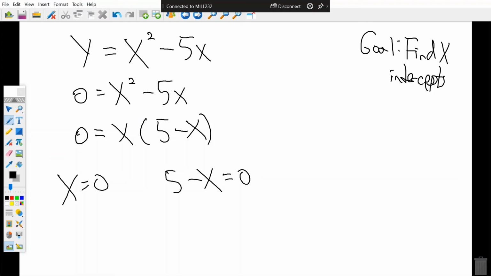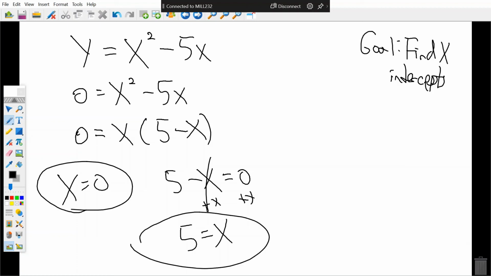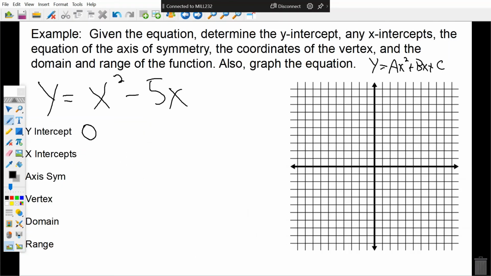That one's done. Here I'm just going to add x to both sides. So 5 equals x. So my x-intercepts are 0 and 5. Okay? 0, 5. So let's plot those opening dots. We have a y-intercept of 0, an x-intercept of 0, and an x-intercept of 5. 1, 2, 3, 4, 5.